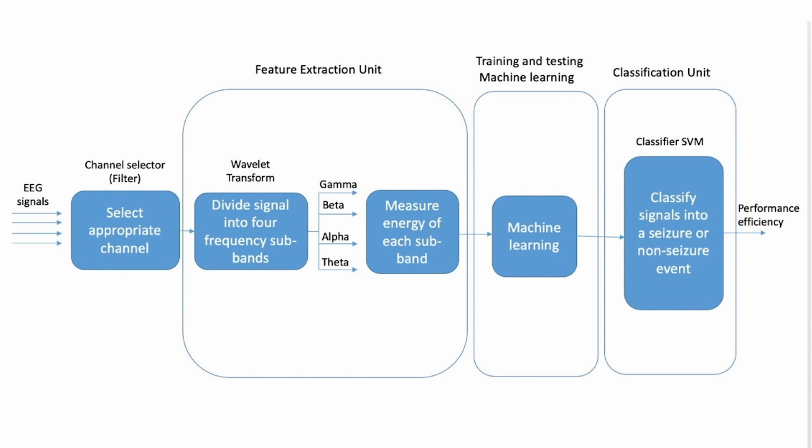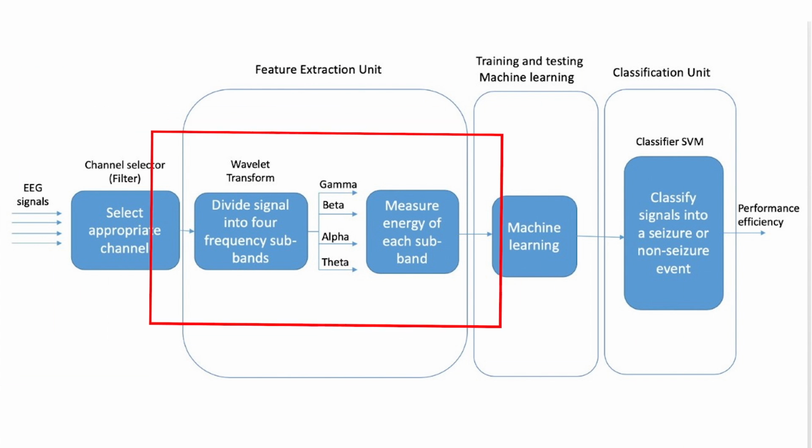The detection methods will consist of two main stages. The first stage represents the feature extraction, where the relevant features are extracted from the EEG signals. After signal recording, the wavelet transform method is used to categorize the incoming EEG signals into different frequency bands, that are gamma, beta, alpha, and theta.